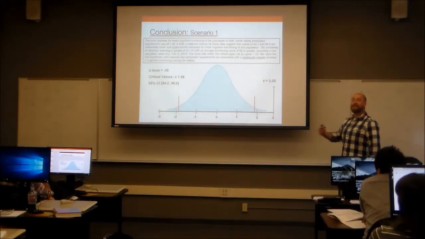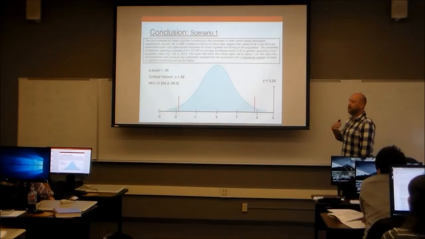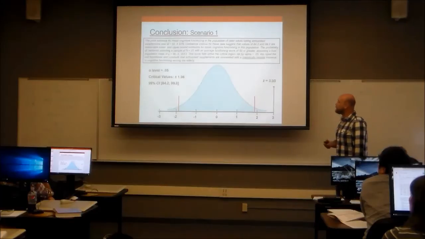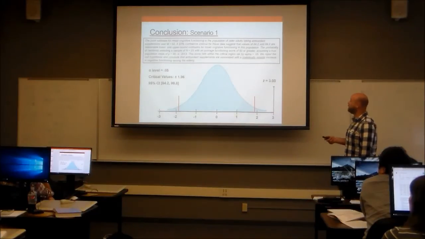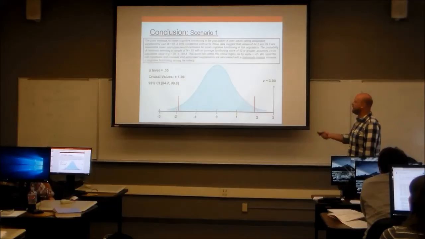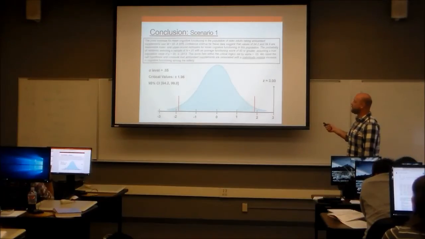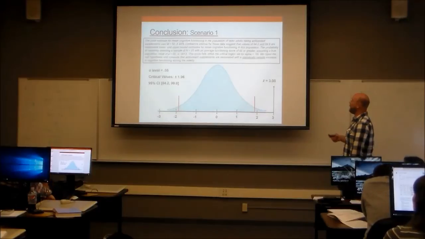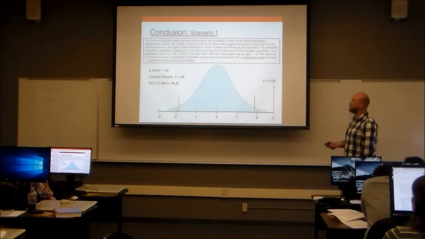But here is an example of a way you might incorporate effect sizes and confidence intervals in this scenario. A point estimate for the mean cognitive functioning in the population of older adults taking antioxidant supplements was 92. The 95% confidence interval for these data suggests that values of 84.2 and 99.8 are reasonable lower and upper bound estimates for the mean cognitive functioning in this population.